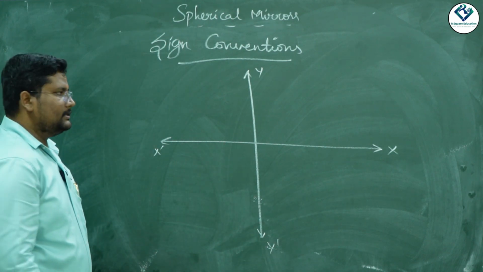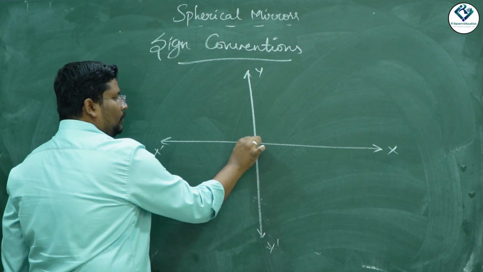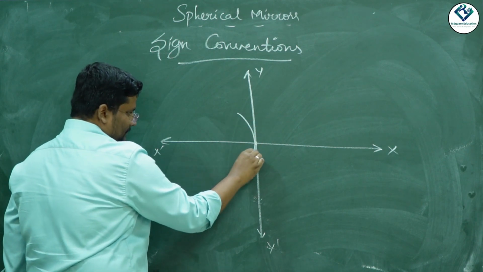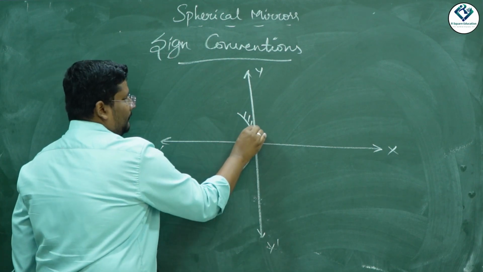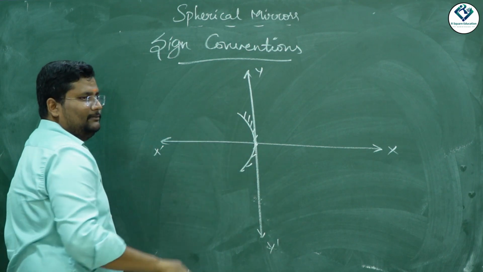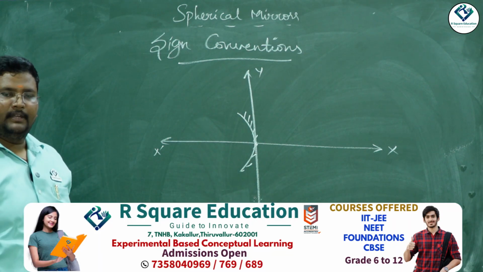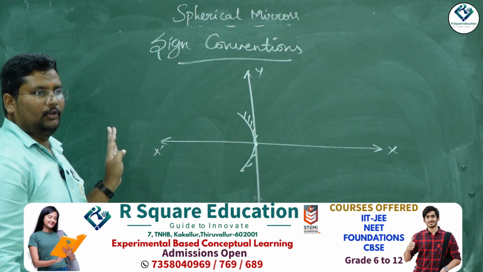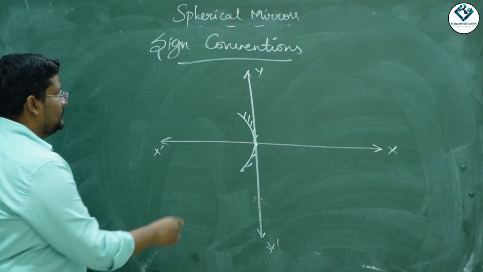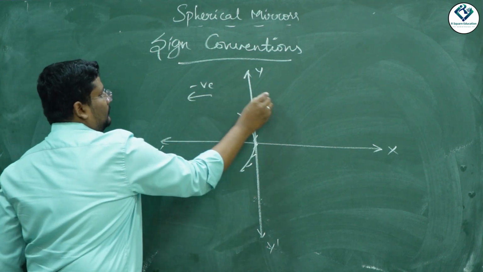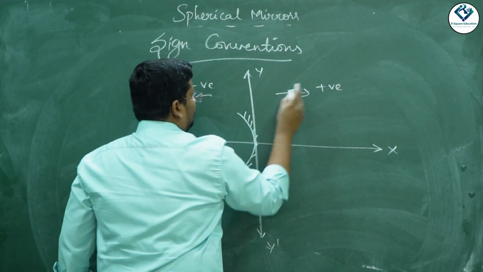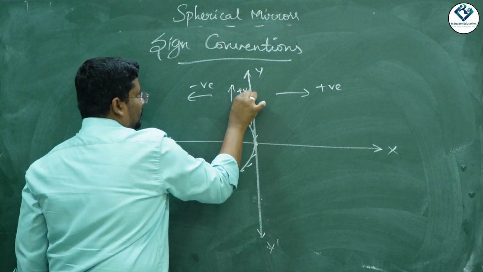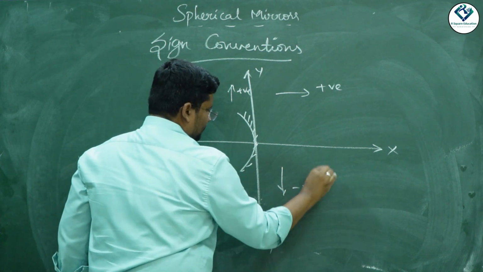So what we are going to do is place the pole of a mirror at the origin like this. Let me consider a concave mirror for this case. Okay, so whatever parameters we have on the left side are going to be negative. Correct? So this is going to be negative, this is going to be positive, this is going to be positive, this is going to be negative.